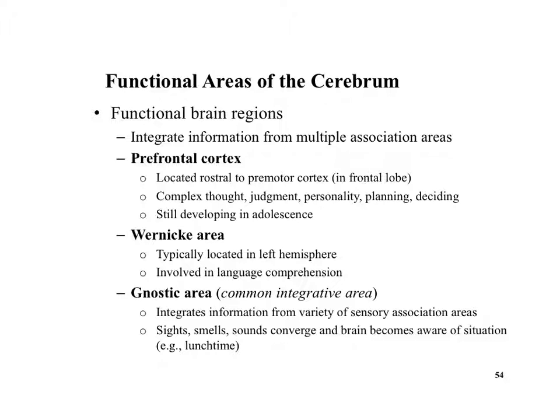Other functional brain regions, you have a prefrontal cortex, Wernicke's area, right? The prefrontal cortex, thought, judgment, personality, planning, deciding, it is still developing in adolescence. That's why teenagers make crappy decisions. I'm just kidding. Or am I? I don't know, right? Still developing in adolescence. That's also why scientists and medical professionals say, don't do drugs, this is your brain on drugs, et cetera. Don't do things that can affect neurons as they're developing.